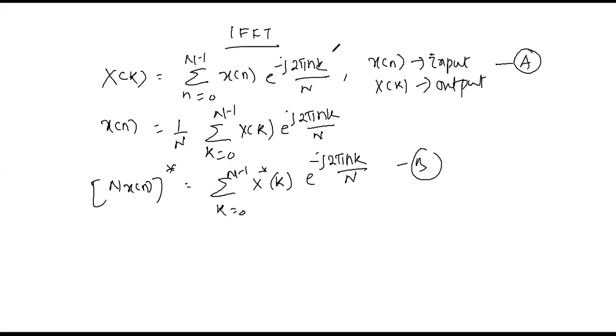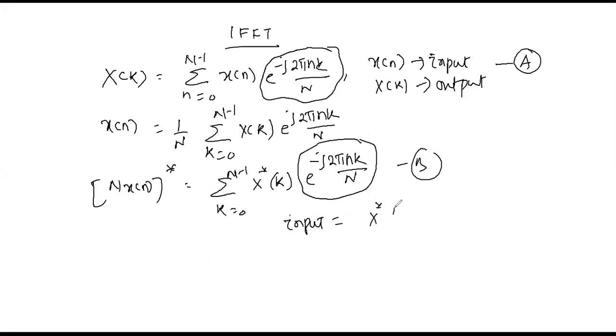This exponential part is same. Yes or not? This part equals this part. No problem. Now what is the change only? Change only the input and output. Yes or not? Here in equation B, the only change is the input. The input is x conjugate k, and what is your output? Output is n times x of n whole conjugate, that is n x conjugate n.